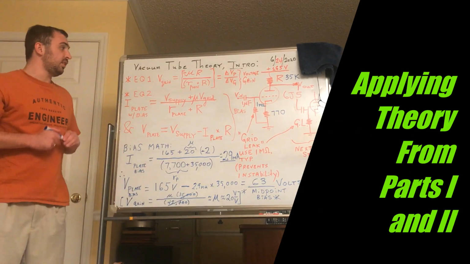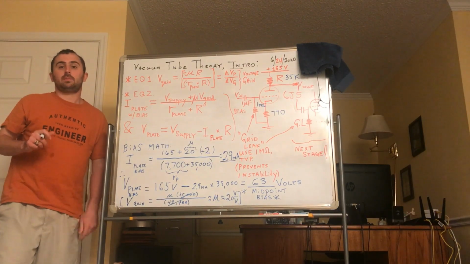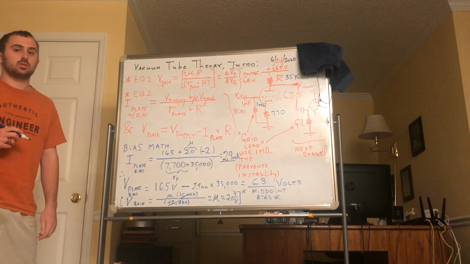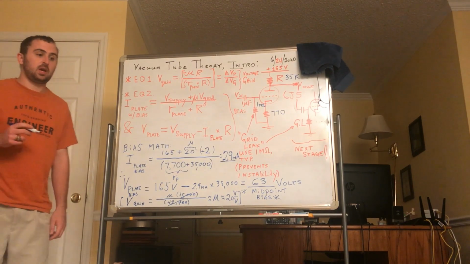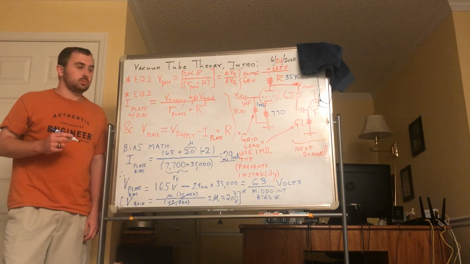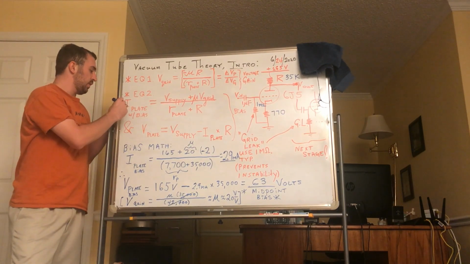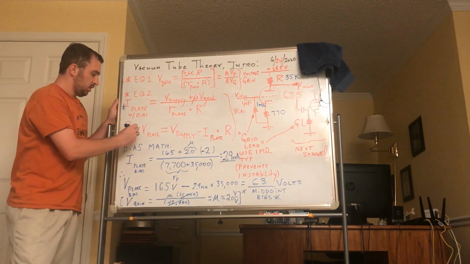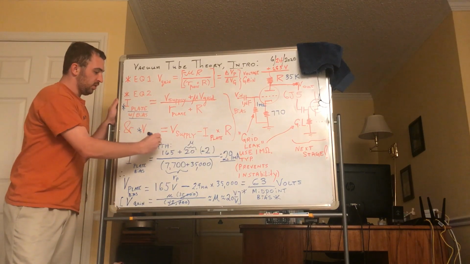Hello, and in this video I'm hoping to make the theory I mentioned in the previous two videos come together and explain how a useful amplifier can be made and show one working. So the first equation we derived were the bias equations, this one here and this one here, for the plate current and the plate voltage.